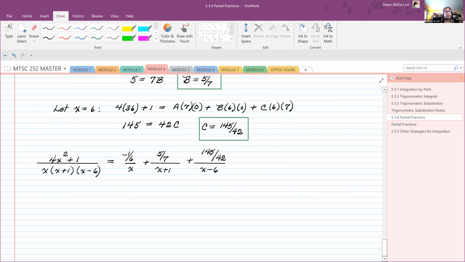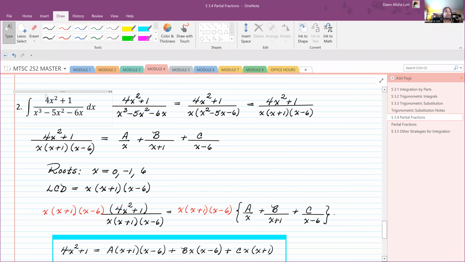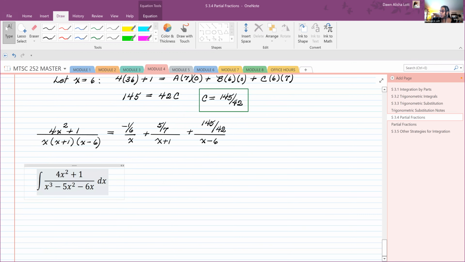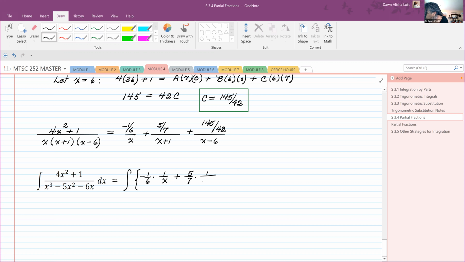So therefore, our original problem, which was this, is going to equal the integral of -1/6 times 1/x plus 5/7 times 1/(x plus 1) plus 145/42 times 1/(x minus 6) plus a constant. And so now we have an answer.